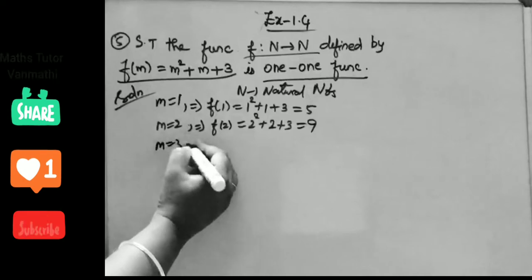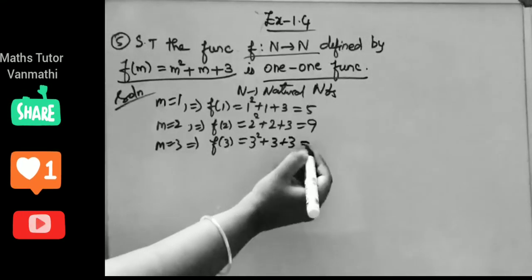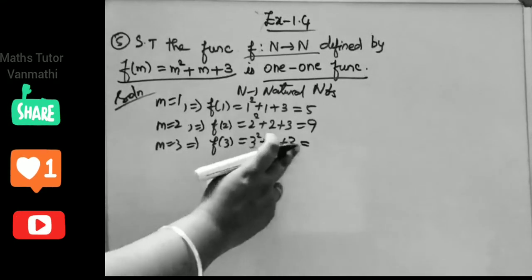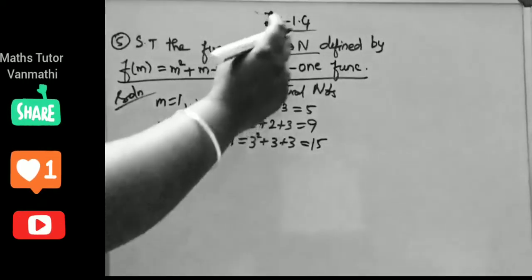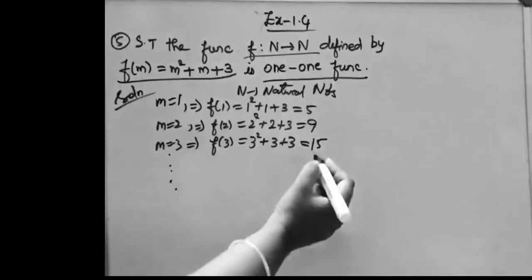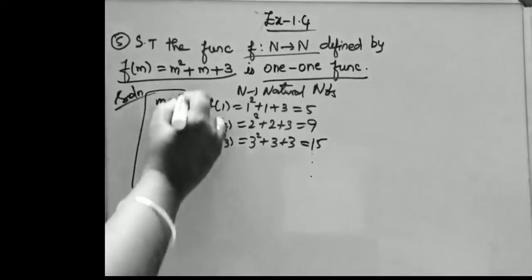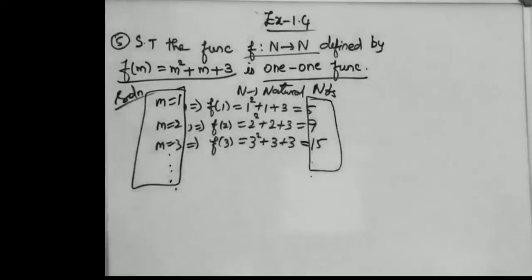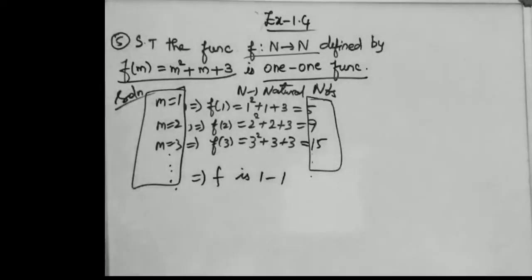Next m equal to 3: f of 3 equal to 3 square plus 3 plus 3. 3 square is your 9. 9 plus 3 is your 12. 12 plus 3 is your 15. Like this it goes on, because natural numbers start from 1 and go on, so here also the values will go on. From this itself we can clearly say that these are distinct elements and these are distinct images. So distinct elements have distinct images. From this we can say that f is 1-to-1.